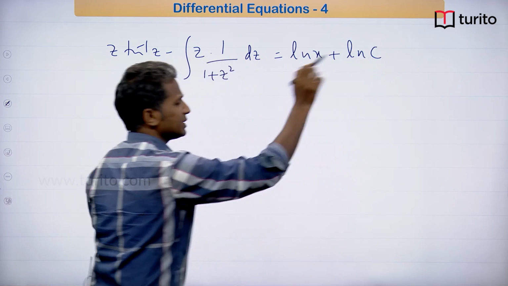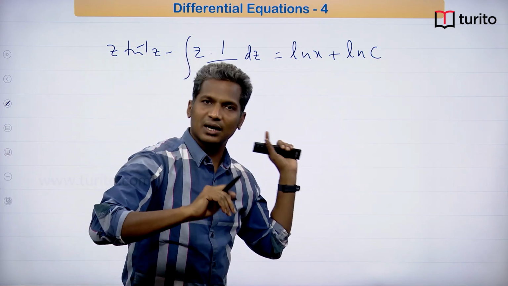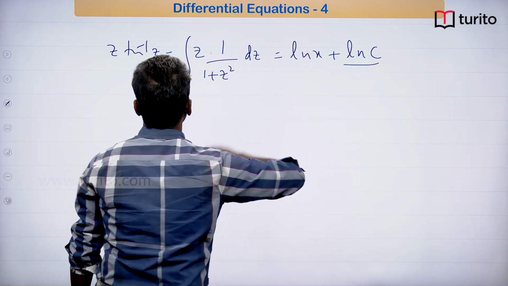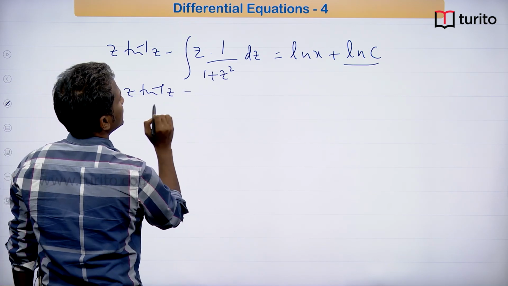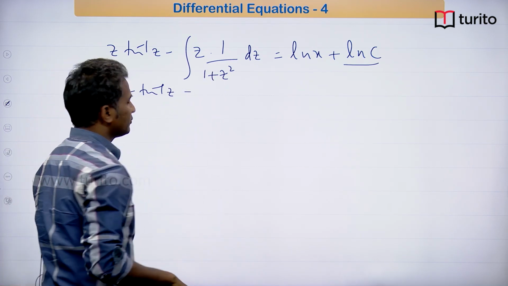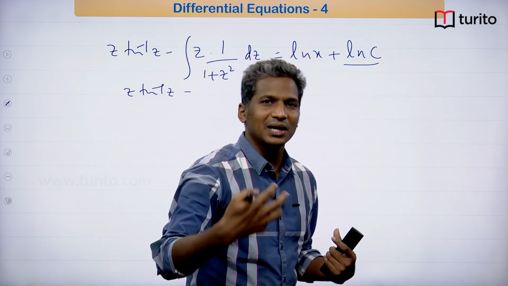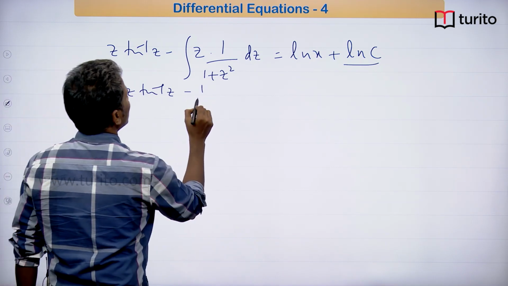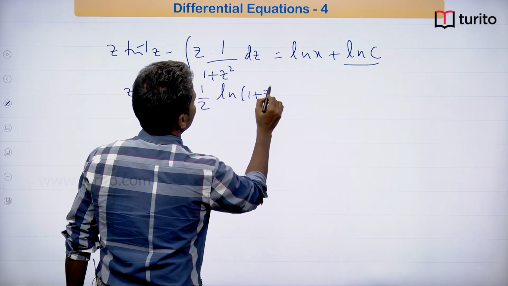So I'll take it as ln c there. Okay. But we generally don't put the constant till we get the final answer. But I have just put it there. Okay. So what do we get here? z into tan inverse z minus, here derivative of 1 plus z square is 2z. I think this is the third time we are using that form in today's lecture. Okay. So it becomes 1 by 2 into log of 1 plus z square.